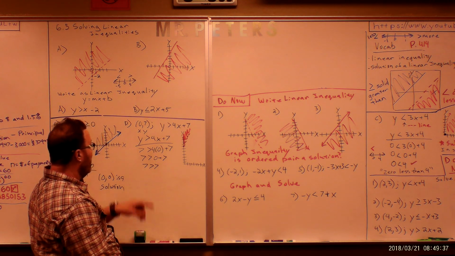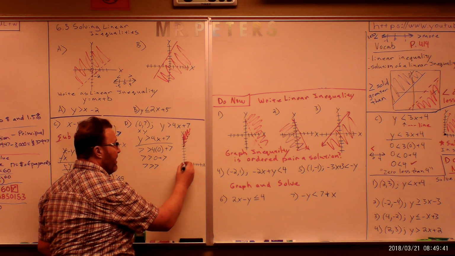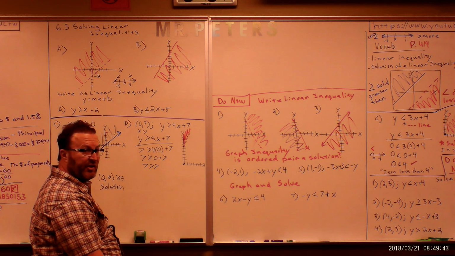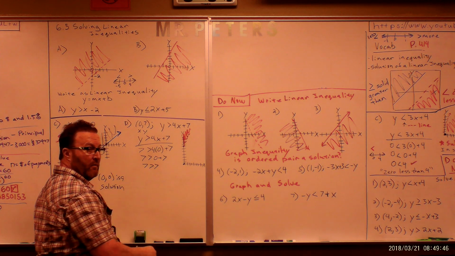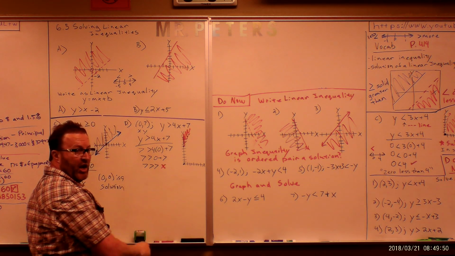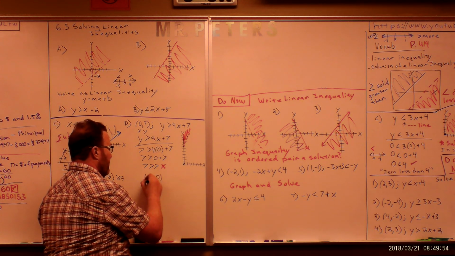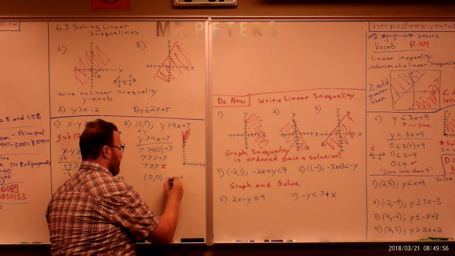Now, our ordered pair is 0, 0, right? So 0, 0 goes right here. So is this a solution? No, because it's not in the shaded area, okay? So our last thing is we're going to write 0, 0 is not a solution.